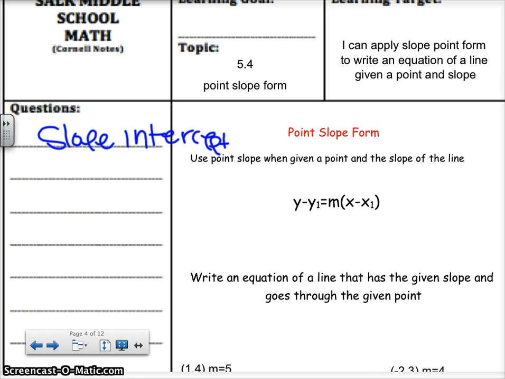That's our foundation. There's 3 ways to write a line though. You can write it in slope intercept, the most popular way. And then you can write it in point slope form. That means you're given a point and you're given a slope, and you can create an equation from that. This is the formula.